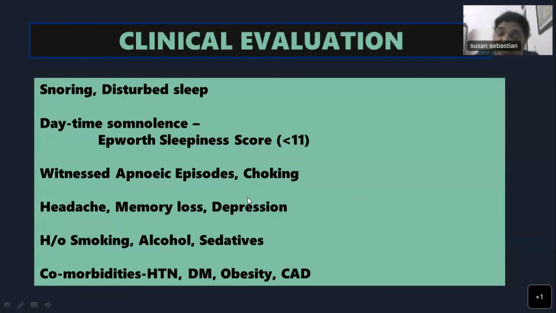Then you have to think about comorbidities that these patients can very often have, like hypertension, diabetes mellitus, obesity, coronary heart disease, metabolic syndrome, and hypothyroidism. All these things you have to keep in your mind while you are taking the history. So actually, when you take the history, it is the history that leads you to the diagnosis, because, as I said previously, the patients don't complain of sleep apnea when they come to you.